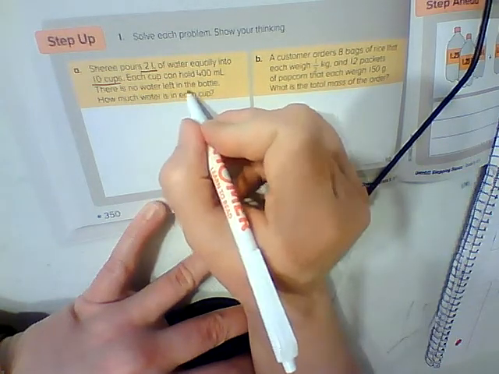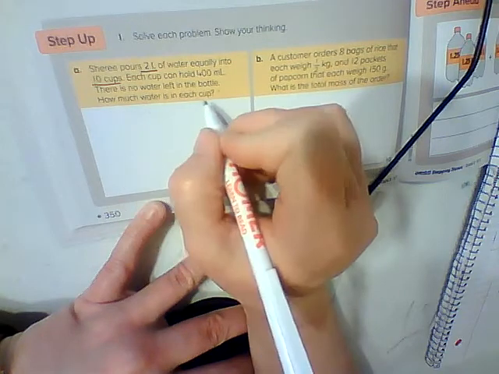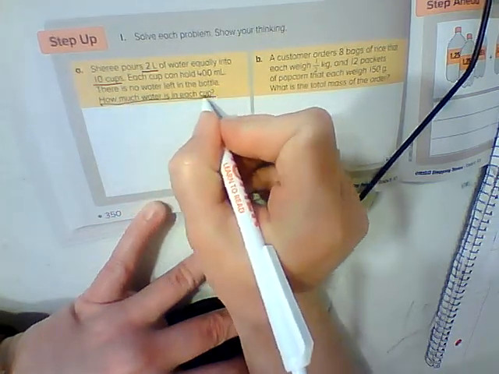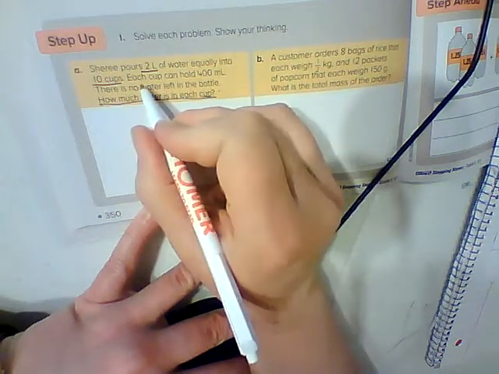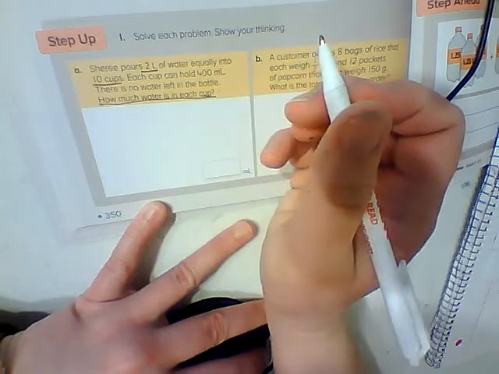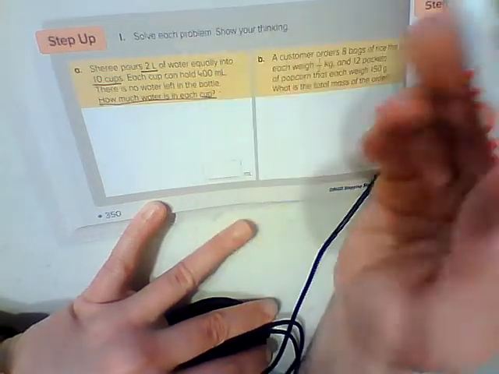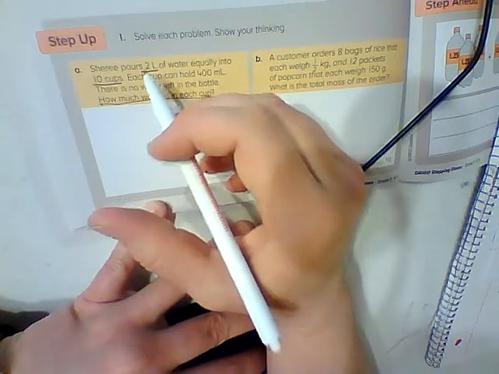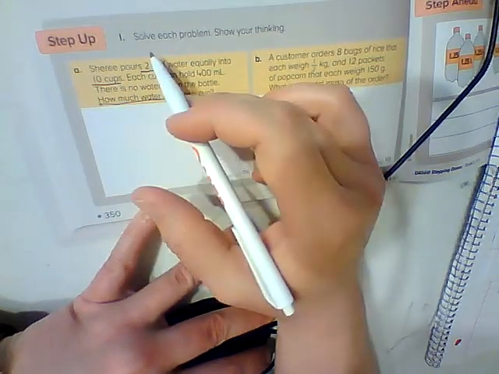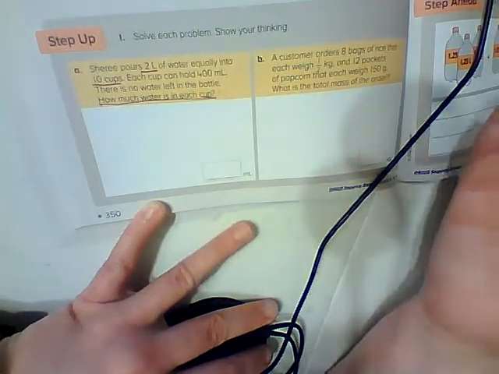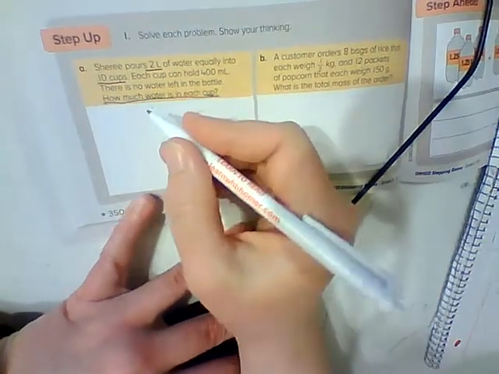There is no water left in the bottle. How much water is in each cup? So here's the question, how much water is in each cup? Now, when it says each cup can hold 400 milliliters, that's really not important information. We don't need to know that, because all we need to know is how much is in each cup. So we have 2 liters of water, and we're pouring it into 10 cups equally. So they're going to be sharing it equally.